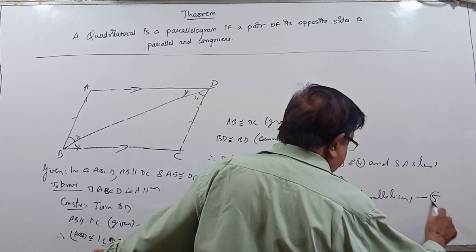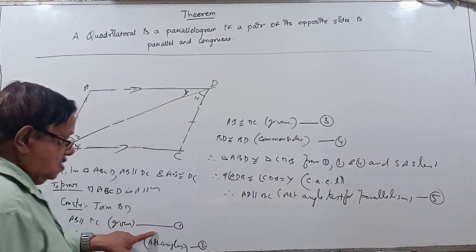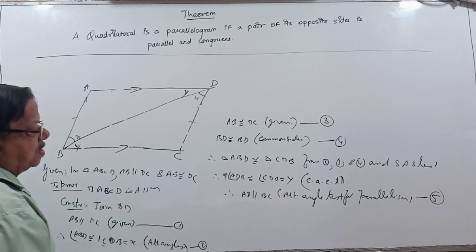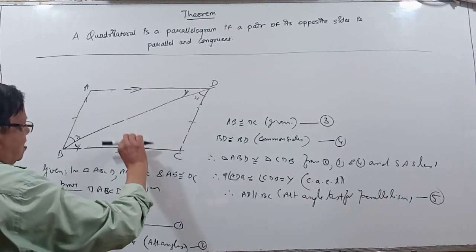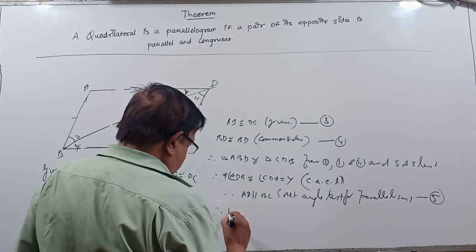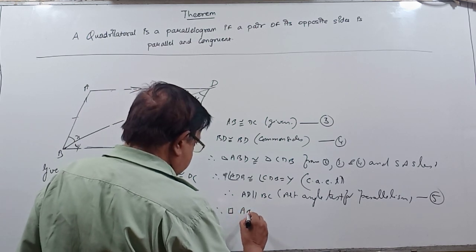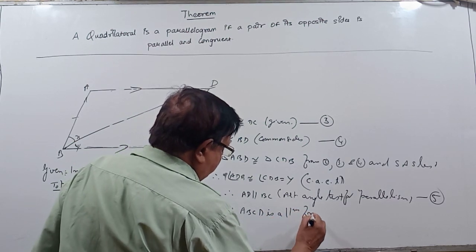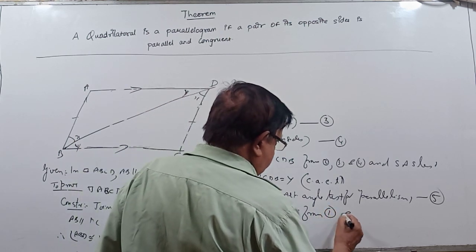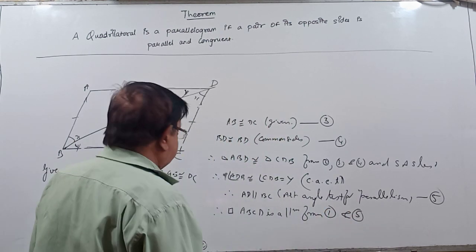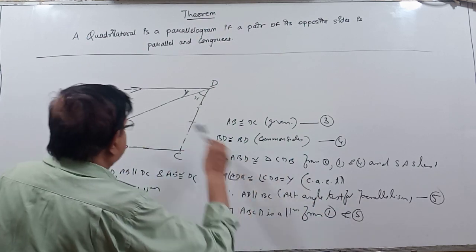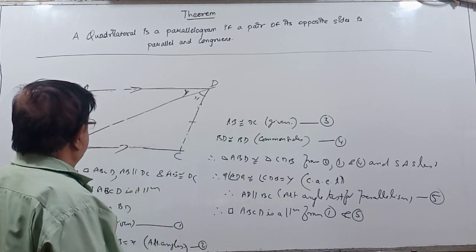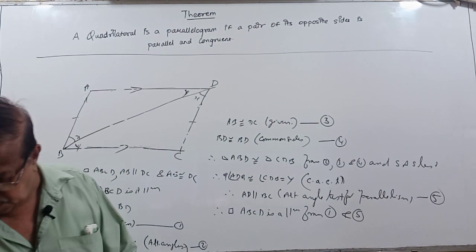We have proved 5. Statement 1 says that AB parallel to CD. Our statement number 5 says that this is parallel to this. Therefore, quadrilateral ABCD is a parallelogram from 1 and 5. So 1 says that this is parallel to this, and 5 says that this is parallel to this. Therefore, this is a parallelogram. Okay? I hope you have written it.